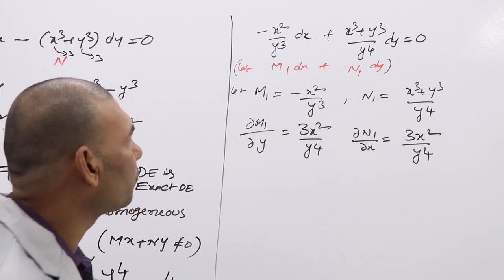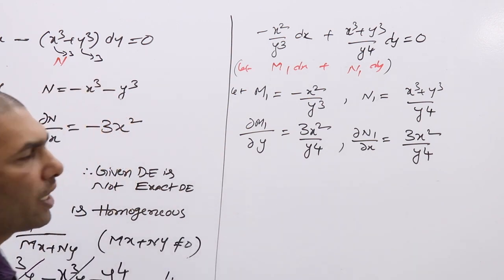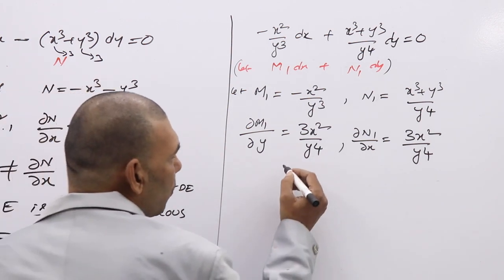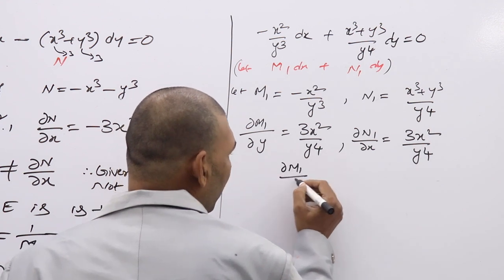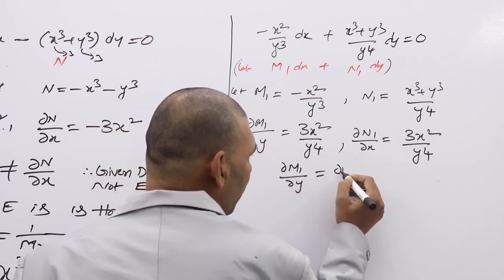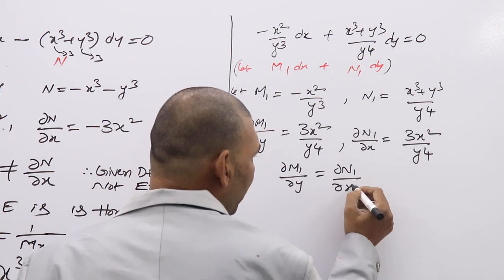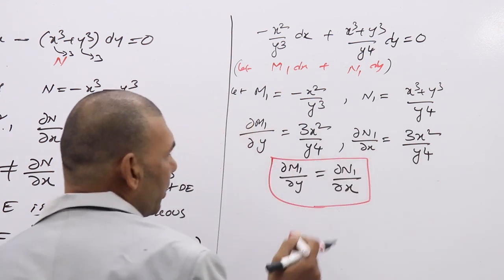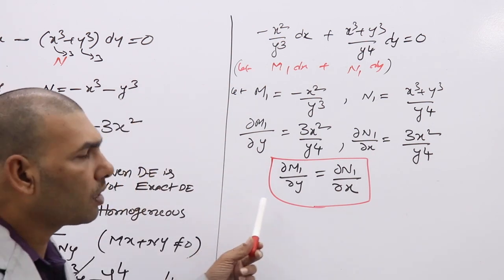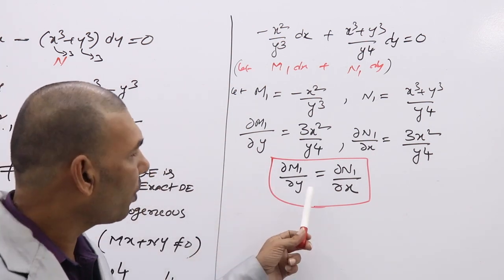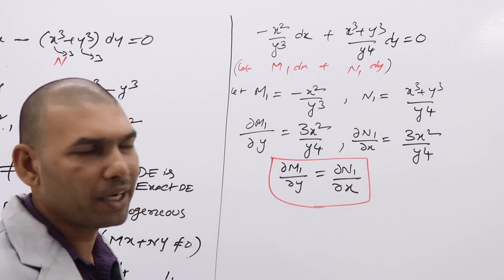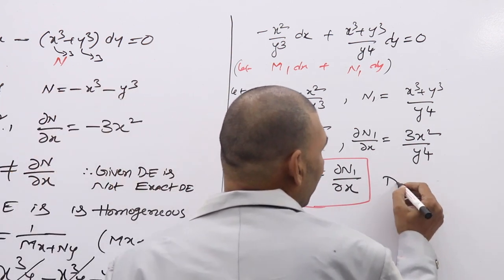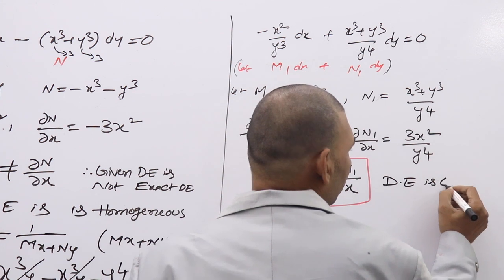Now see these two, dou m1 by dou y and dou n1 by dou x. These two are equal. Dou m1 by dou y equal to dou n1 by dou x. Clear? Any doubts you may express. Therefore, the DE is exact.